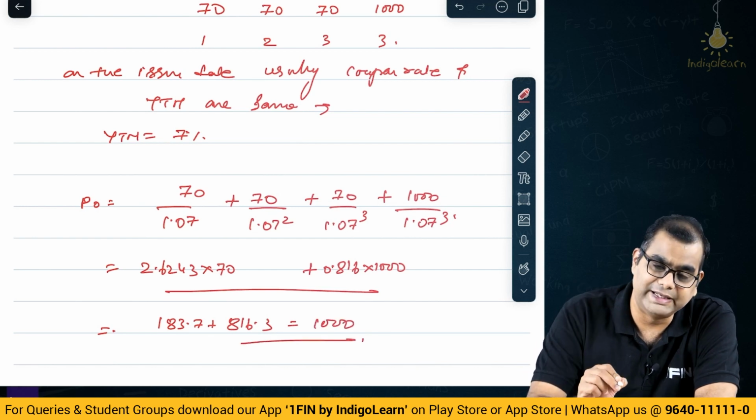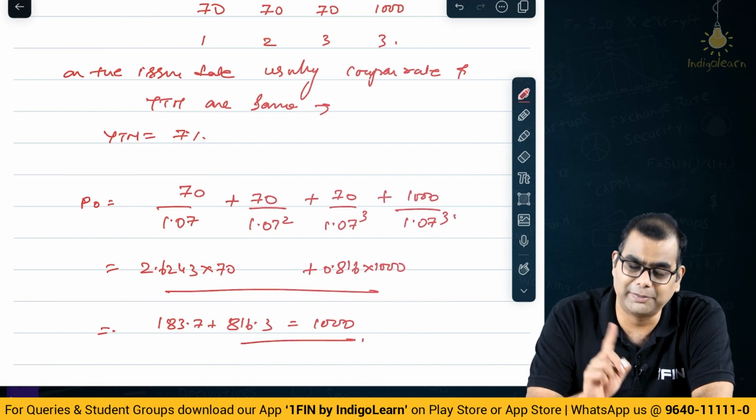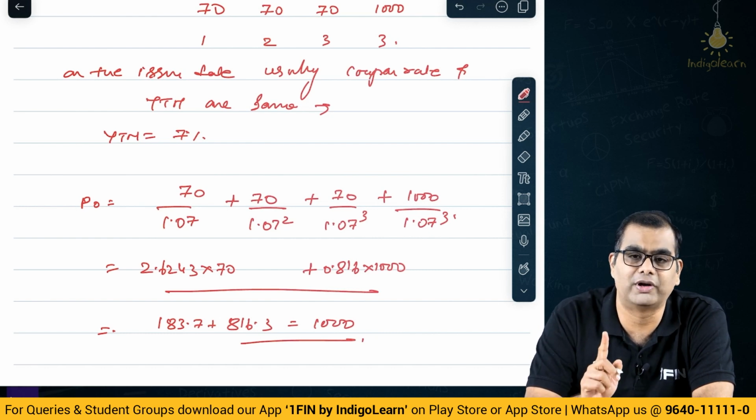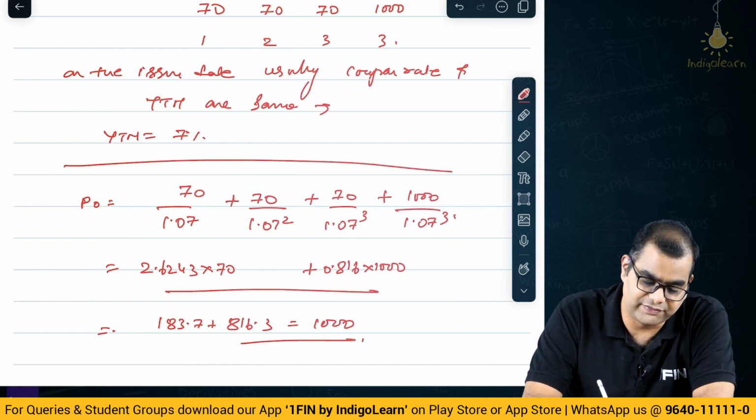So, the yield, the rate at which you discount the bond on the date of the issue, more often than not is the coupon rate, because you will price your bond in such a way that the coupon is equal to the yield. So, this is the first part.